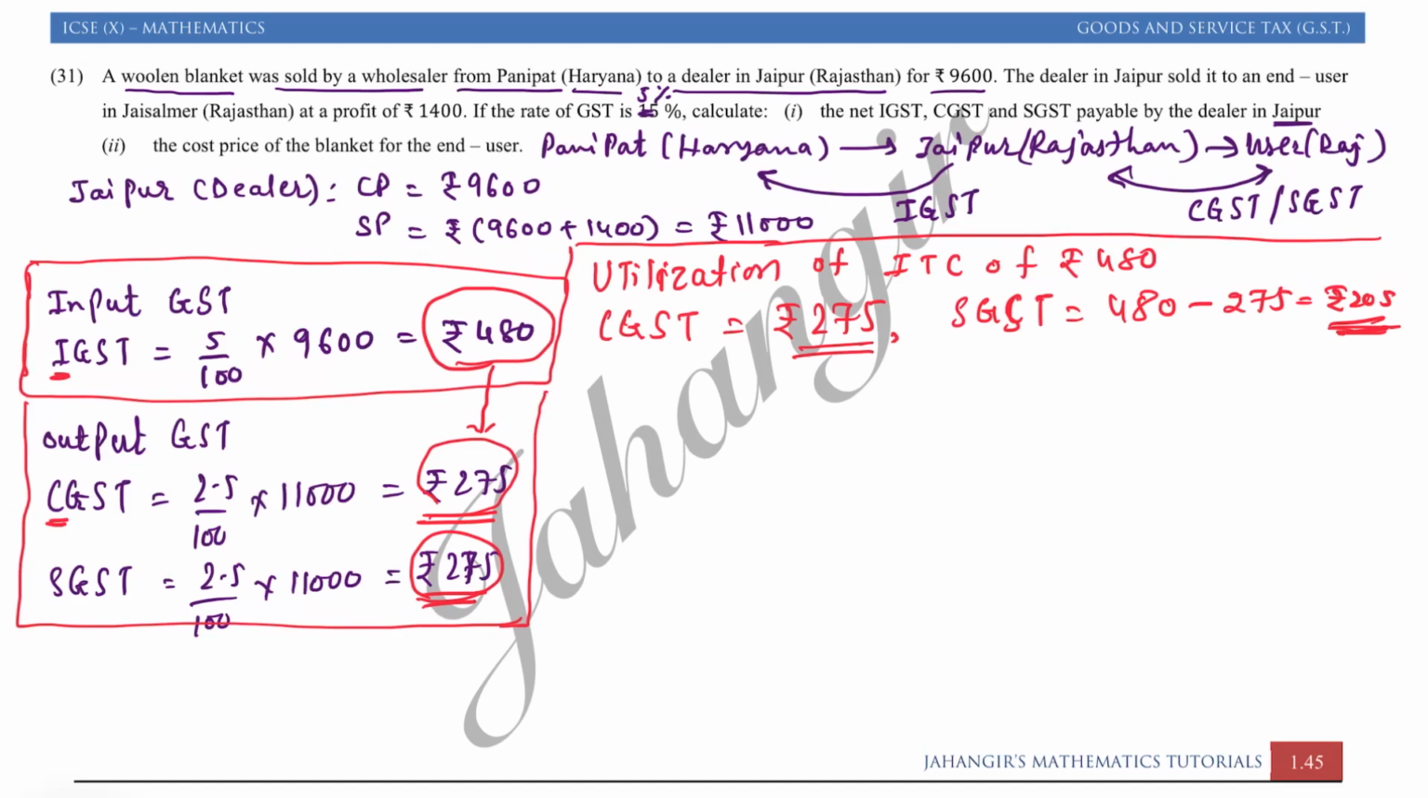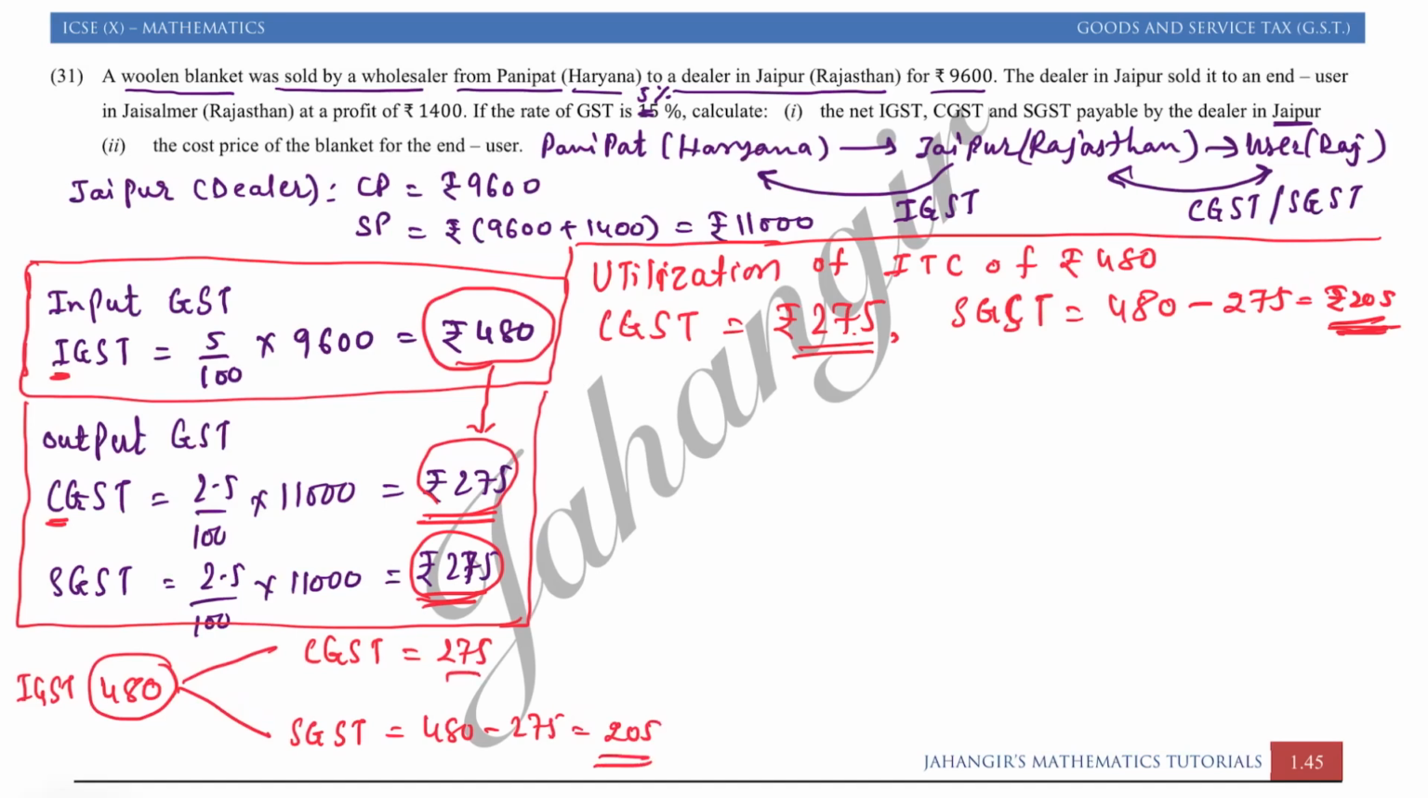But when the output is CGST and SGST, first from this 480 credit, that is IGST, the central government will take rupees 275, which is the output, and the state will take whatever is left, that is 205, as its tax.